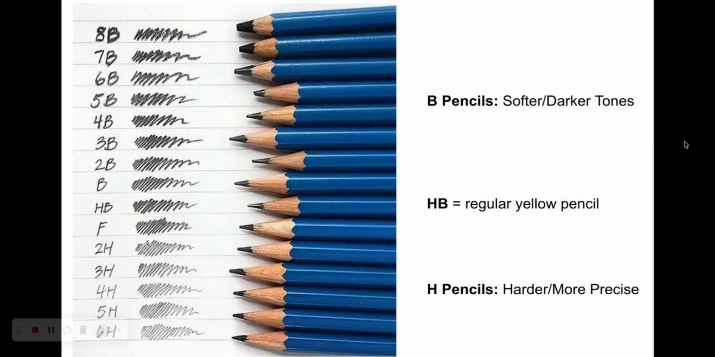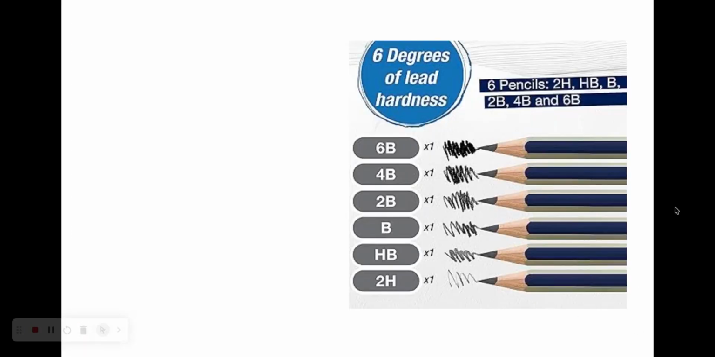Now you're going to start using different types of pencils. You should already have an HB pencil. This is your regular yellow pencil. We use this for writing and drawing, but you'll also have access to B pencils. These are pencils that have a softer lead. You can create darker tones of gray. We do have H pencils. The lead is harder and more precise, but we don't really use H pencils in shading.